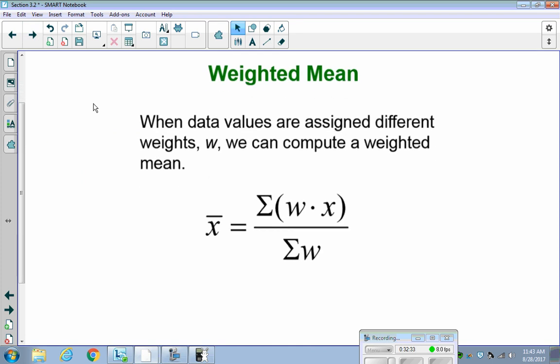Weighted means are used when data are assigned different weights. An example of this is how we compute your GPA. Because a 3-credit course isn't going to count as heavily in your GPA as a 5-credit course.